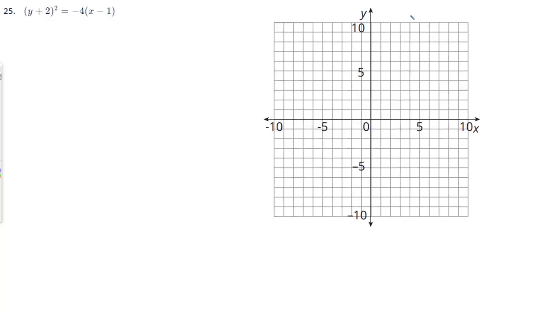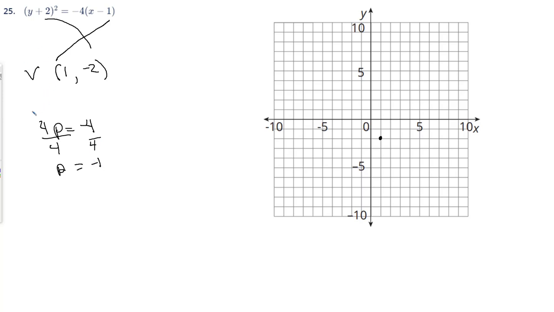And the last one, how do I find out where my vertex is? Where it goes opposite. So opposite of -1 is 1. Opposite of positive 2 is -2. So 1, -2. 4P is equal to -4. So divide both sides by 4. And P is equal to -1.